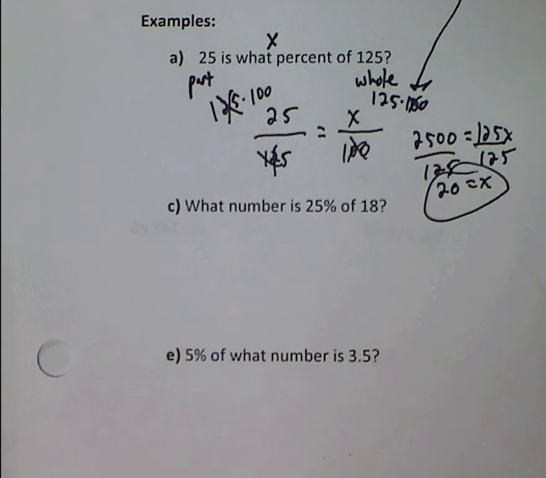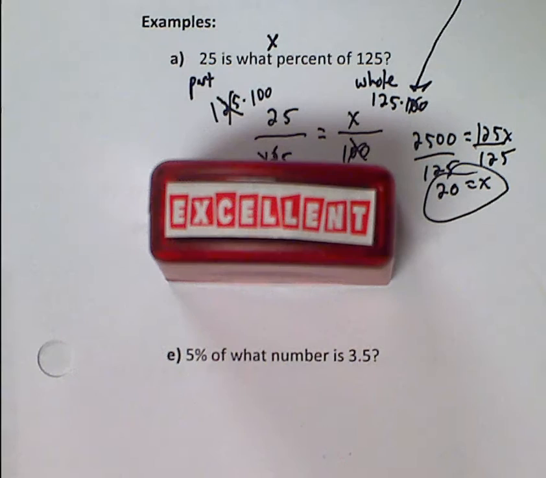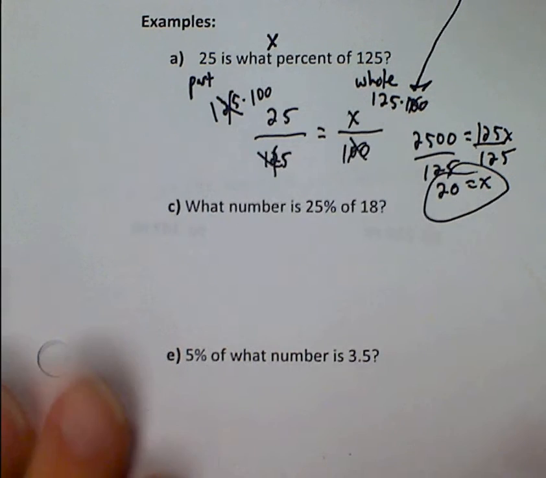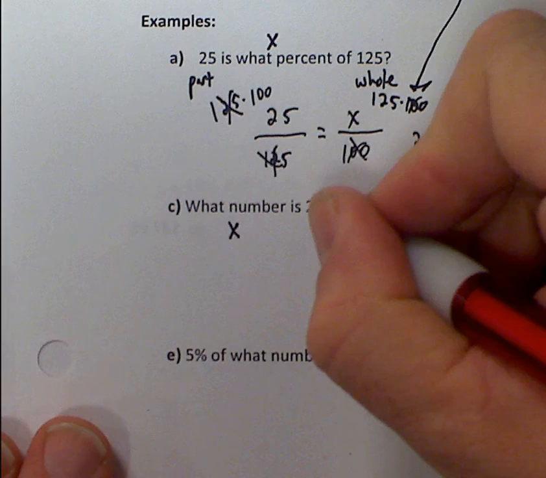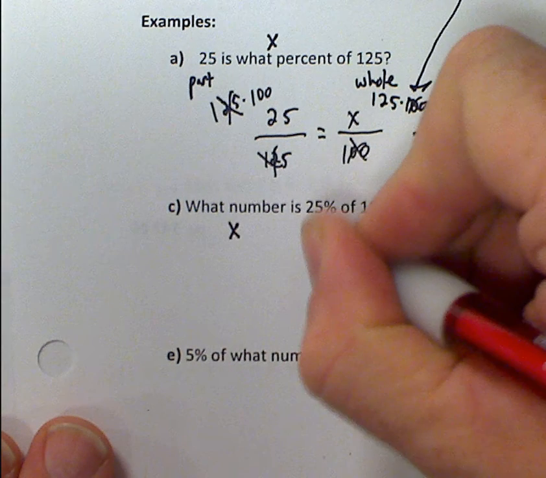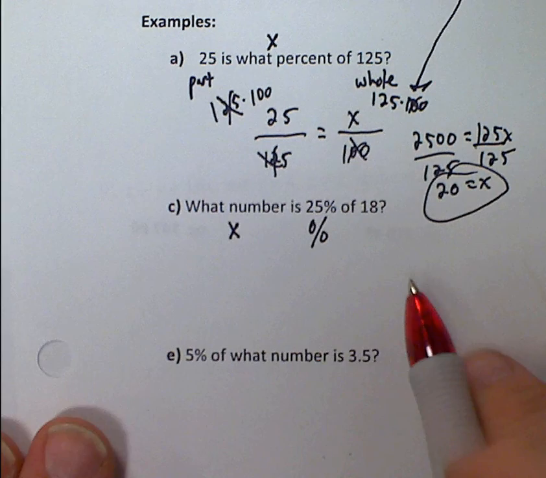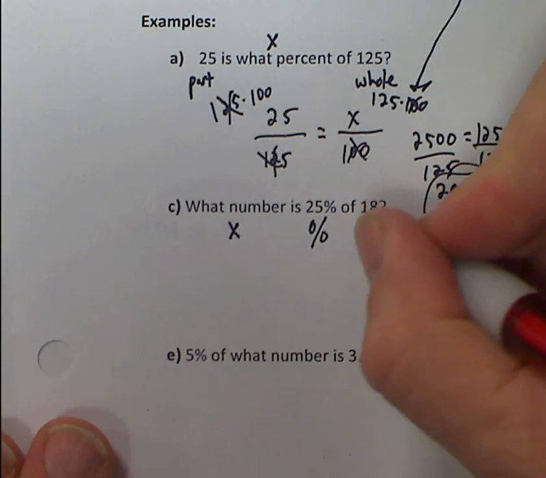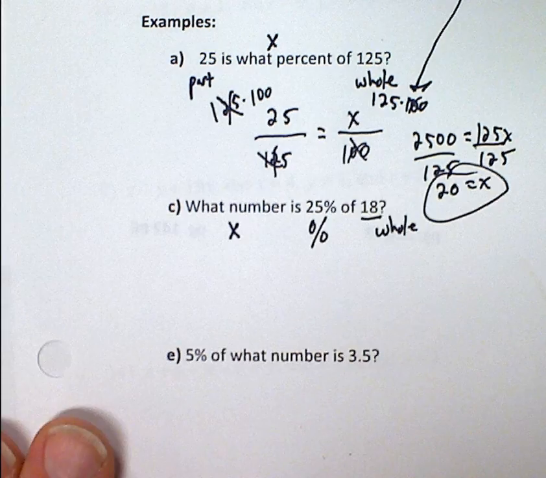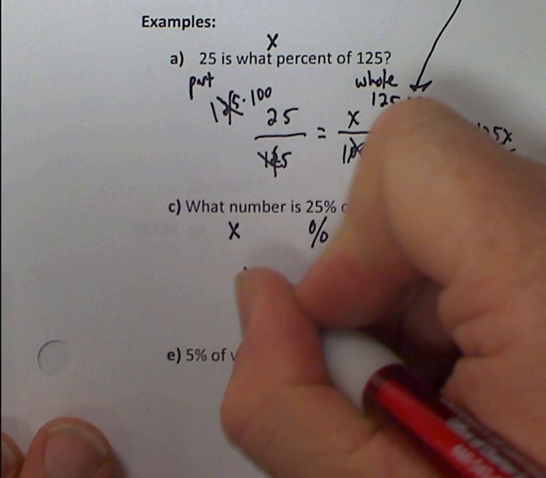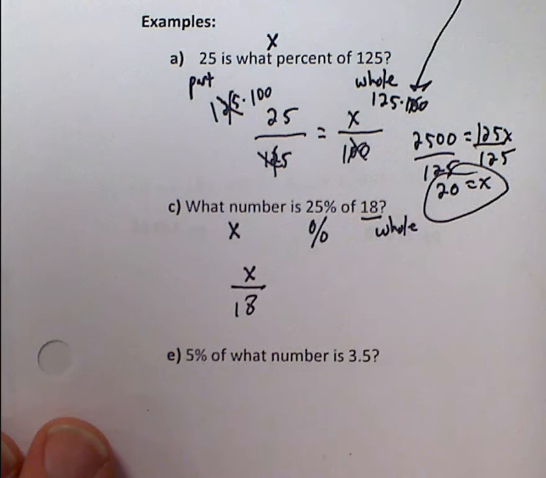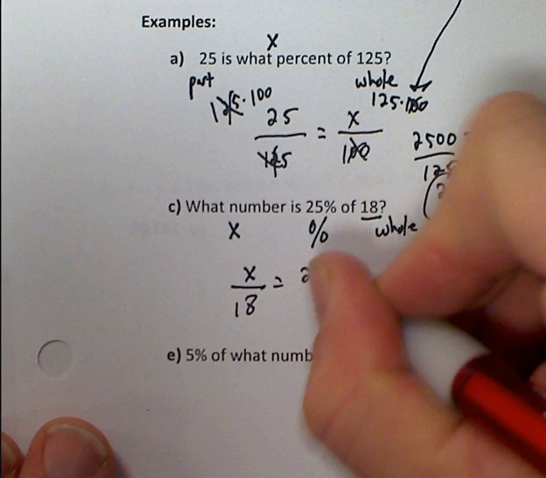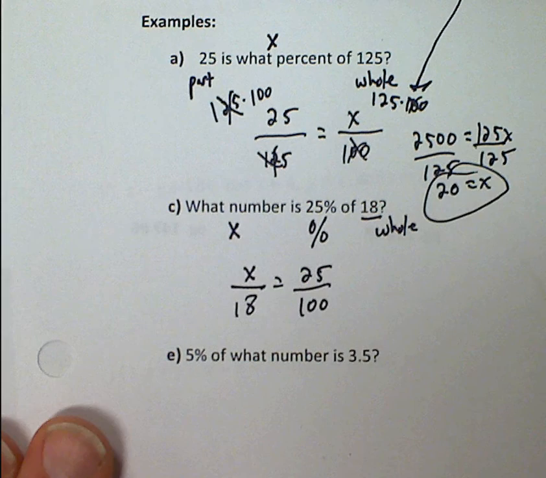Letter C. Go ahead and pause the video and see if you can try to set up letter C. On letter C it says, what number, so there's my x, what number is 25%, so there's my percent, and then it has of 18. 18 is my whole. So I'll put this in my template. My part is x. My whole is 18. My percent is 25, and it will always be over 100.